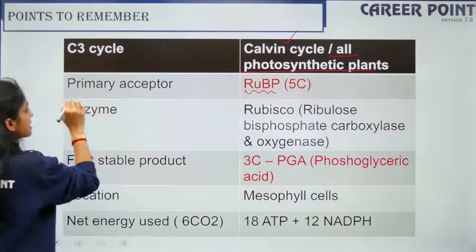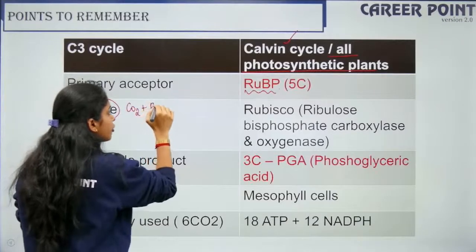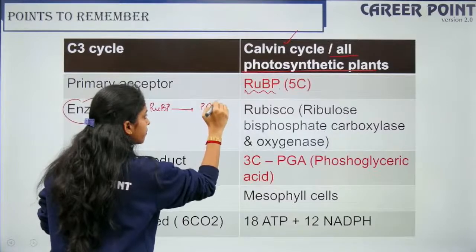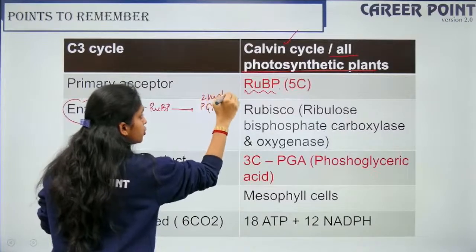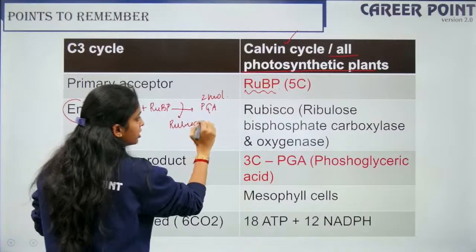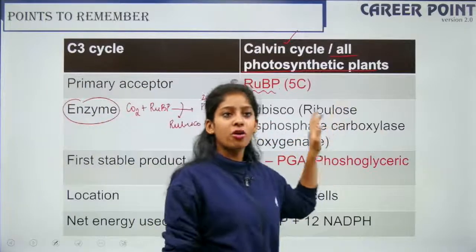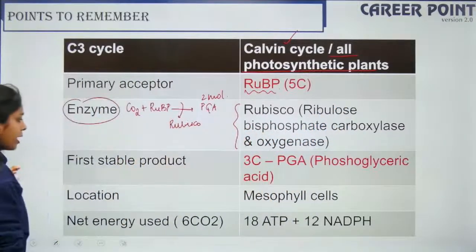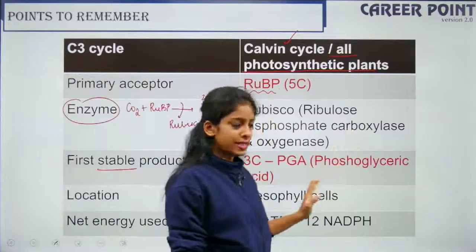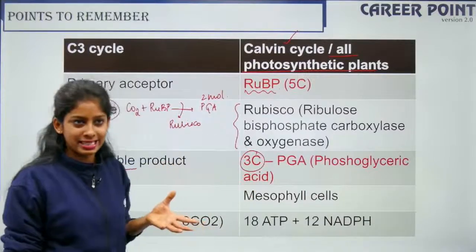Right? So what is the enzyme which helps in this conversion? Carbon dioxide plus RuBP gives you 2 molecules of PGA. So here the enzyme is Rubisco. This enzyme you should remember, ribulose bisphosphate carboxylase and oxygenase, right? So who is the first stable product? PGA, phosphoglyceric acid. This is a 3-carbon compound, so that is why it is the C3 cycle.